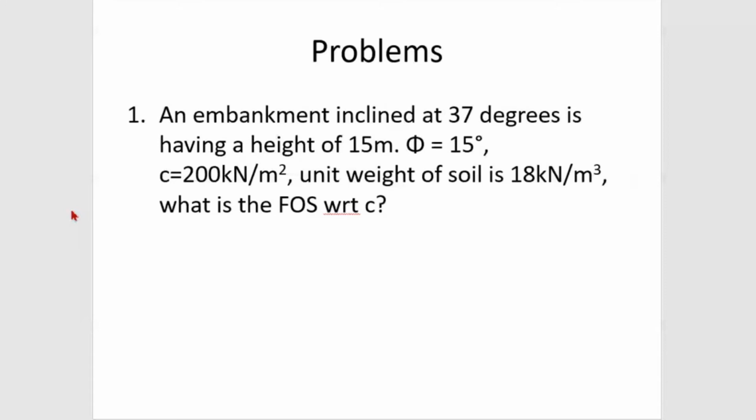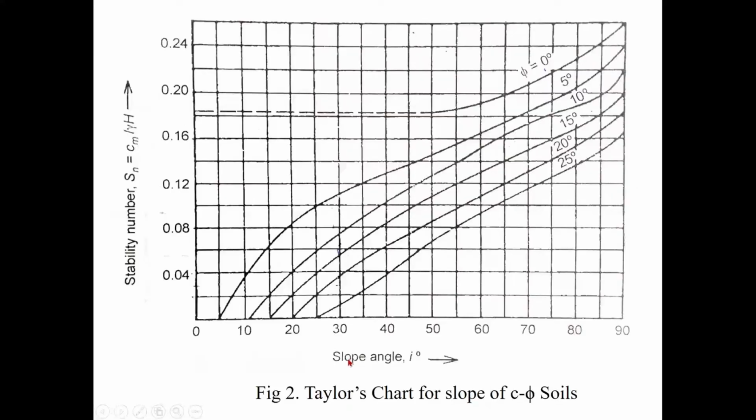So you can see that it is a c-phi soil, isn't it? You have the C parameter, you have the phi parameter. So obviously it is a c-phi soil. So which chart are you going to use? This one, isn't it? It's a c-phi soil.